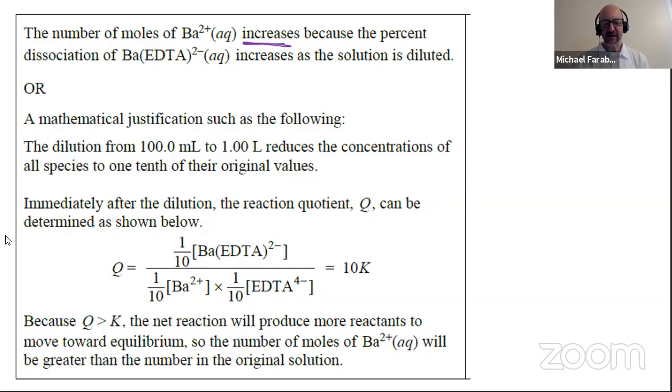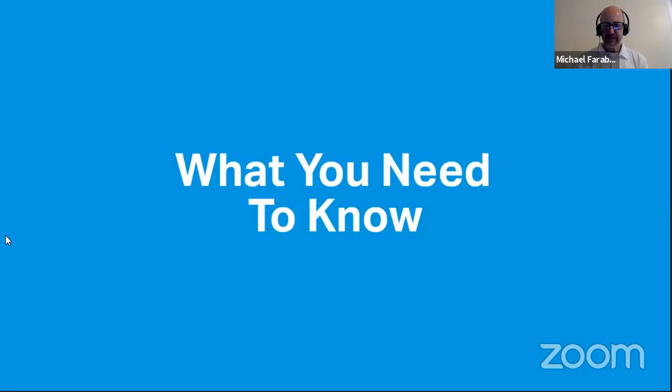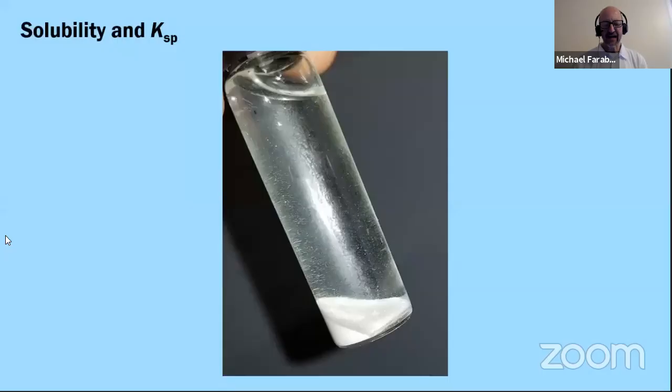All right, so we're going to talk today about solubility and Ksp. What you're looking at right now is a substance that is not very soluble in water. Now, I didn't say insoluble, I said not very. So we have to make a distinction between insoluble and very slightly soluble to talk about Ksp.